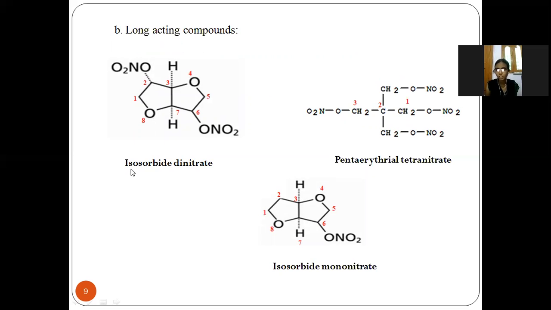Here the first drug is isosorbide dinitrate. So this is the structure of the D-glucose. For this, in the third and the seventh position, hydrogen atoms are attached. In the second and sixth position, oxynitro groups are attached. See here, in the sixth position and the second position, oxynitro groups are attached. In the fourth and the eighth position, oxygen groups are attached.